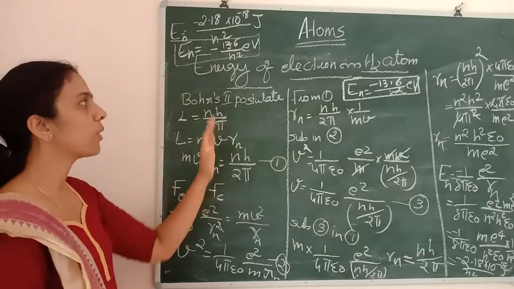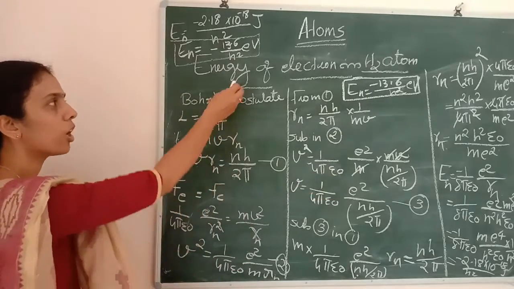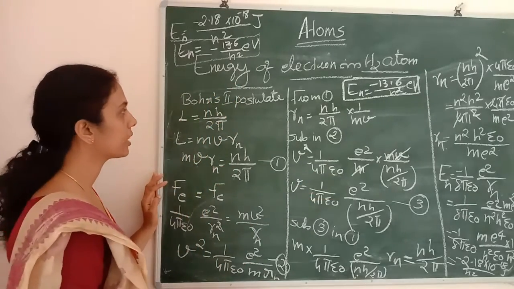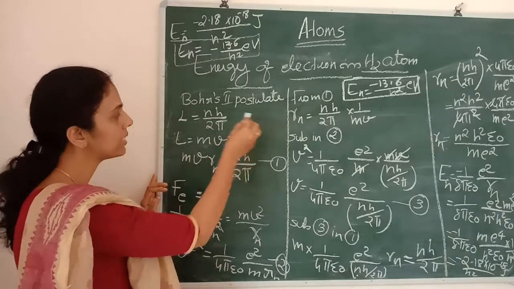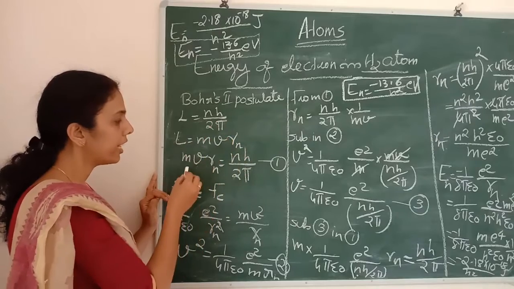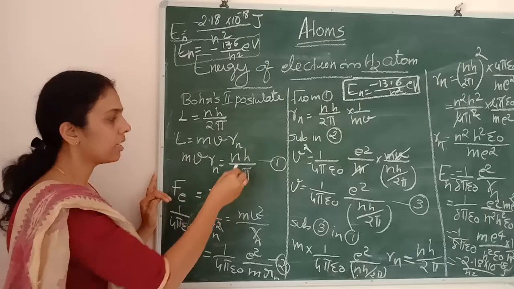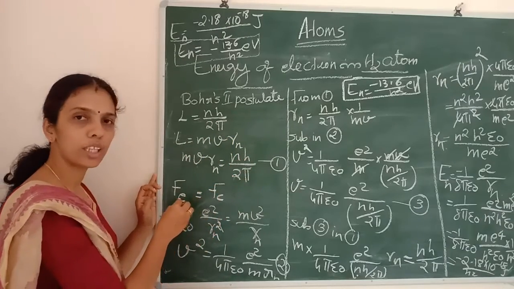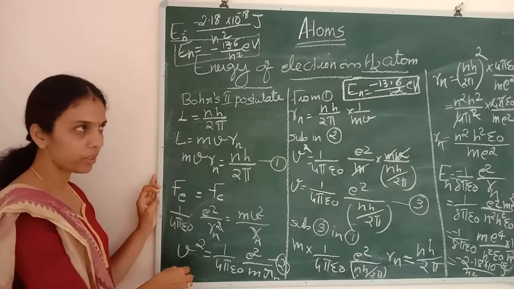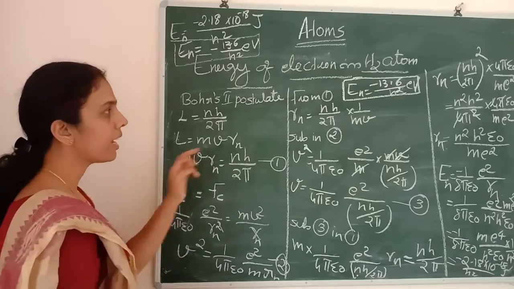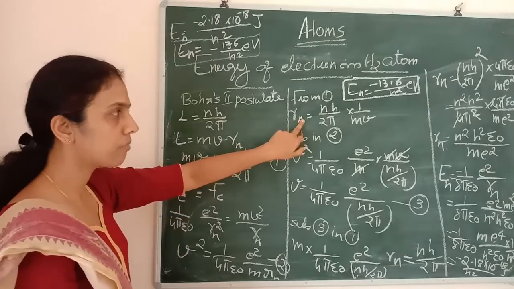Now hope all of you understood this thing. I will tell you once more how we are finding out the energy of electron in hydrogen atom. First we will start with our Bohr's second postulate, mvr is equal to nh by 2 pi, equating it with the centripetal force, and electrostatic force and coulombic force are equal. So we get it as v square. Okay, v square we are getting, and then Rn we are finding out.